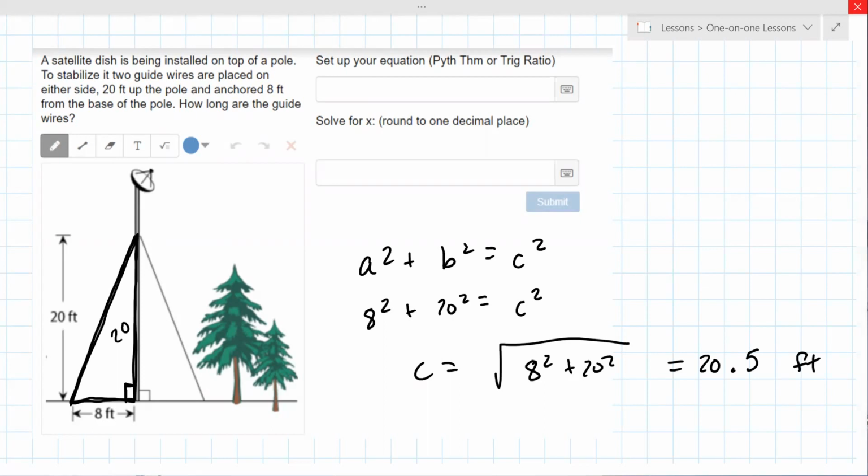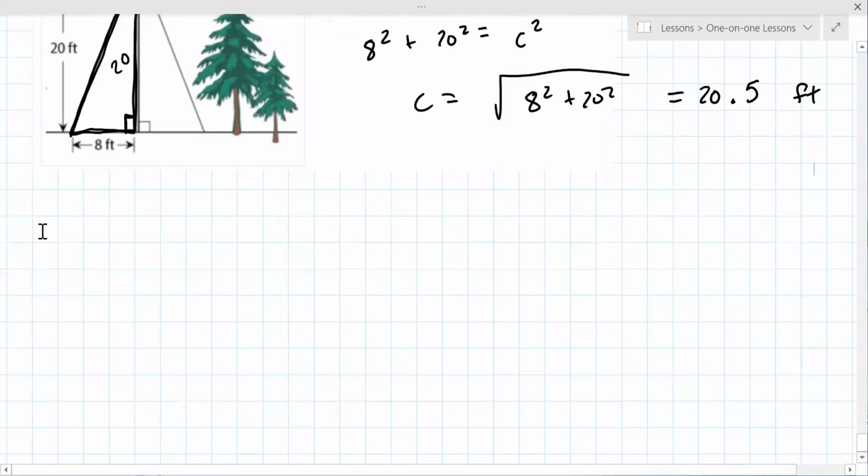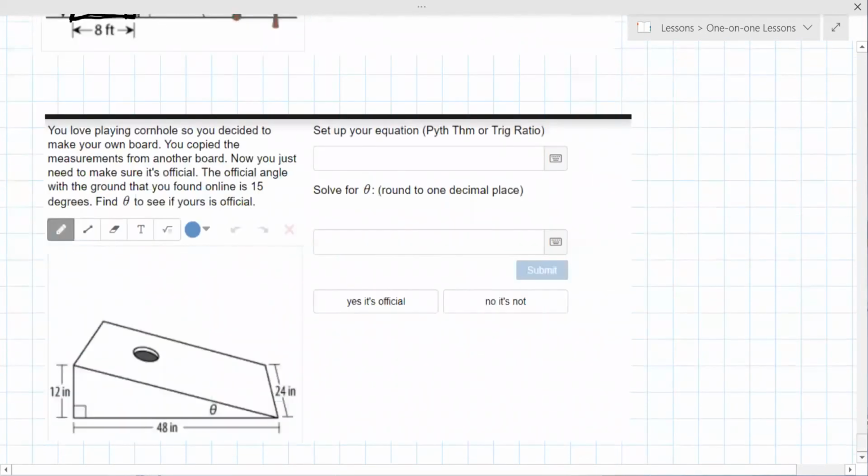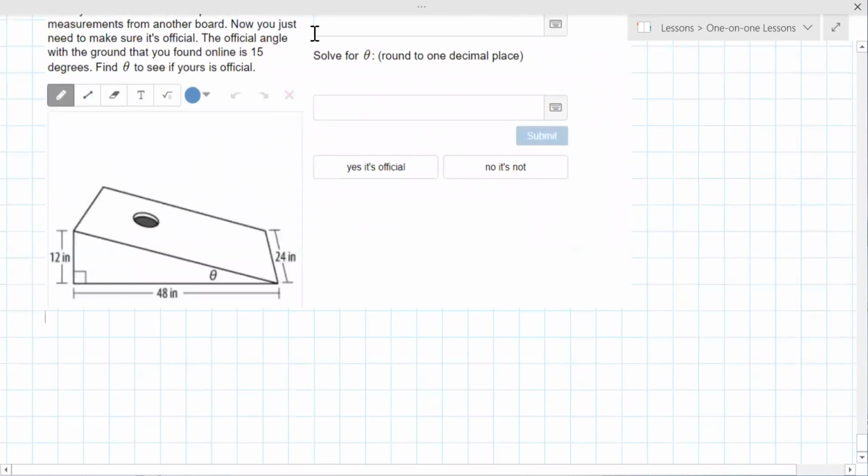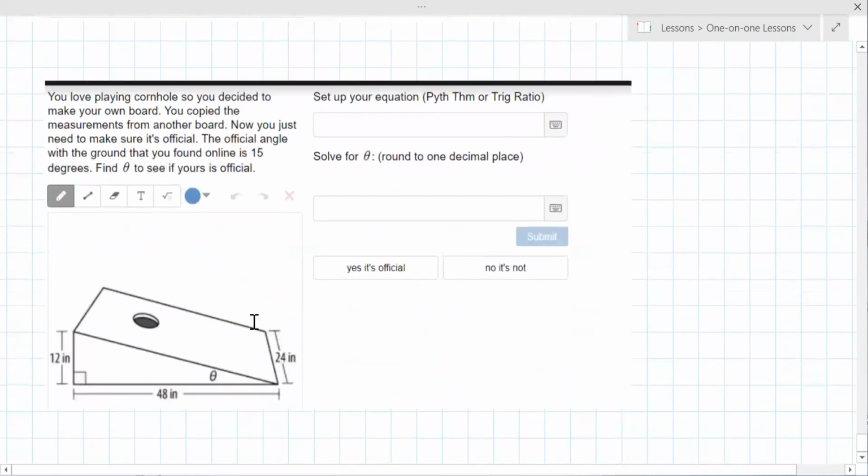All right, so we're moving to the next question here. It's the Cornhole Question, which is a game. Have you ever played Cornhole before? Yeah. All right. Okay, we don't really care what's up here. They just want you to find the angle, and this is actually irrelevant.